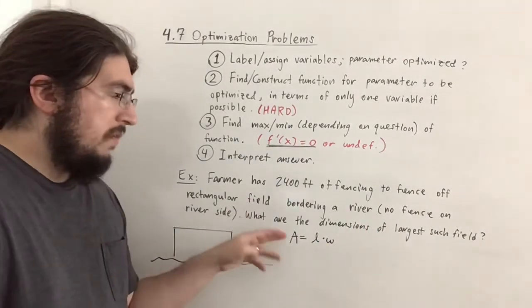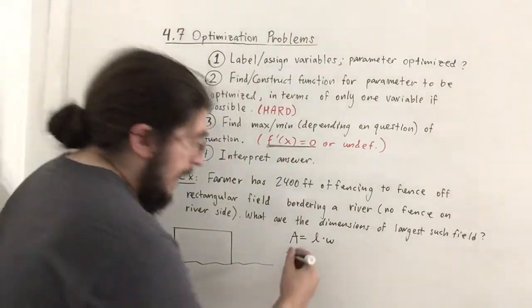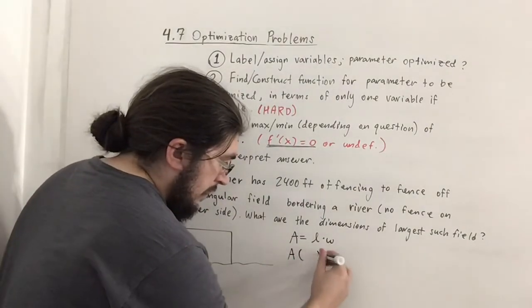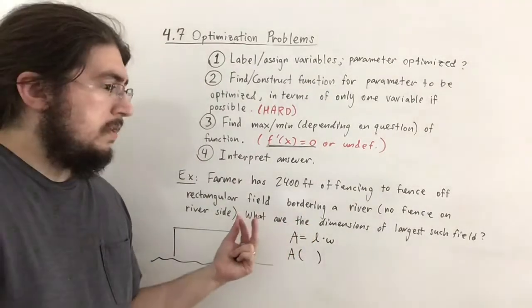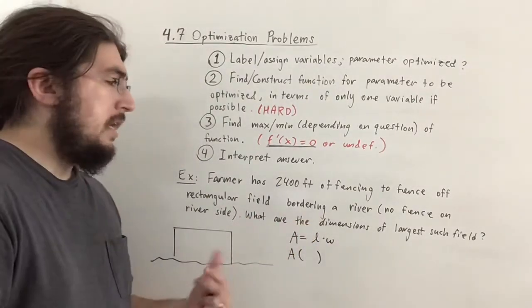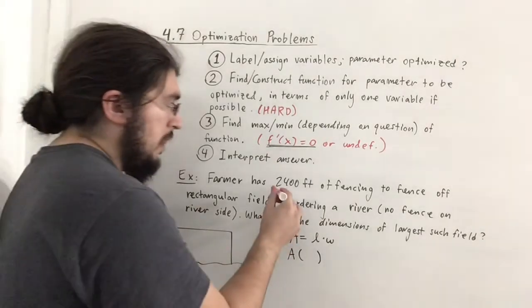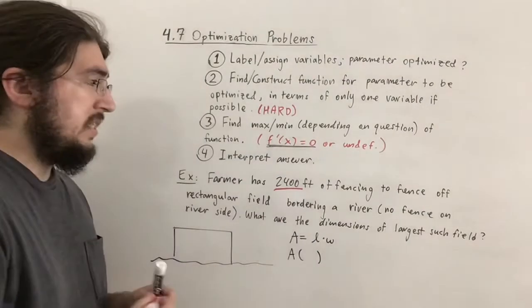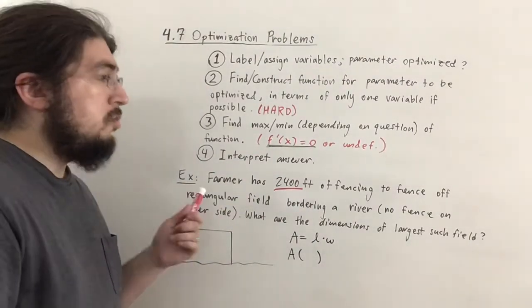So we want to find an equation for A. In fact, we want to find a function for A. So I want to write A in terms of some variable. Here, A is in terms of 2 variables, so we want to write it in terms of 1 variable. The only thing is there's something I haven't used here, and that's the fact that we have 2,400 feet of fencing. That's something I didn't say in the wording here, but we're to use all the fencing in this case.